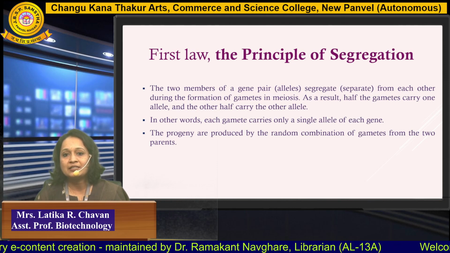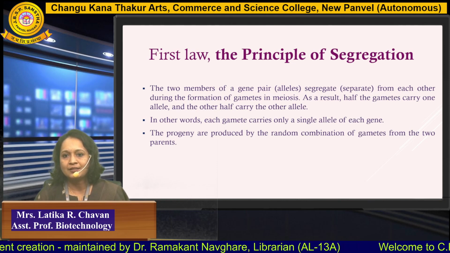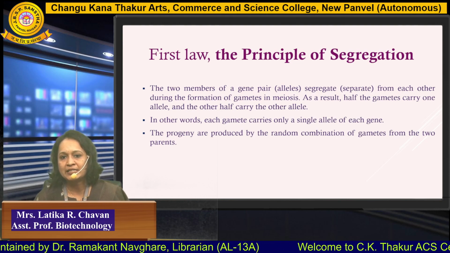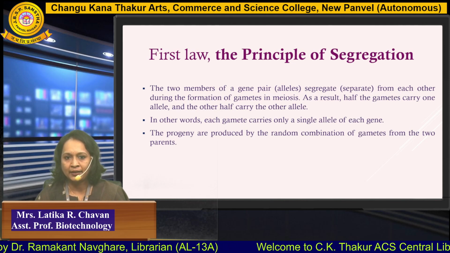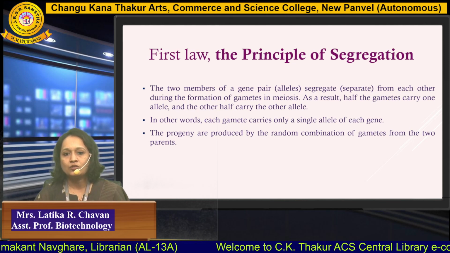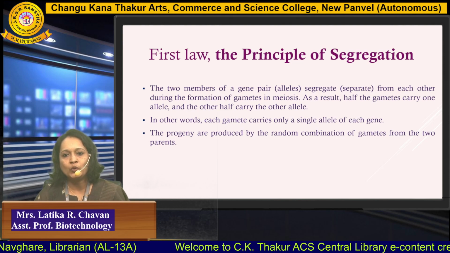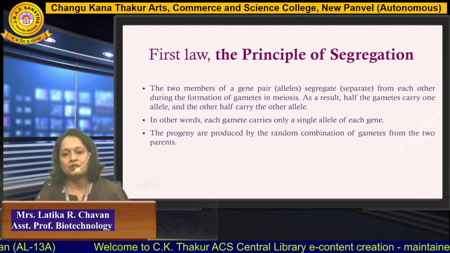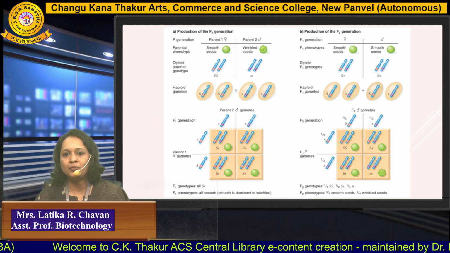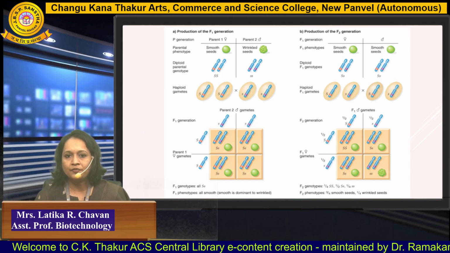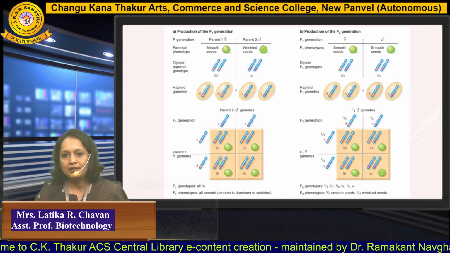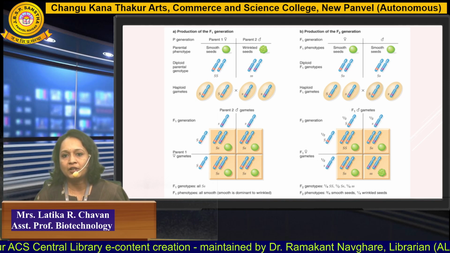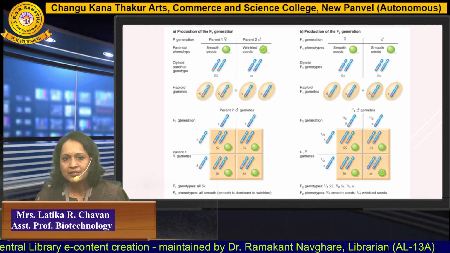So the result of the law of segregation is that half of the gametes carry one allele and the other half of the gametes carry the other allele from the parental combinations. So every gamete carries only a single allele of each gene. Once these gametes fuse, the F1 generation will again be diploid. This is a reference taken from Russell's iGenetics, where the production of F1 gametes and production of F2 gametes are shown.